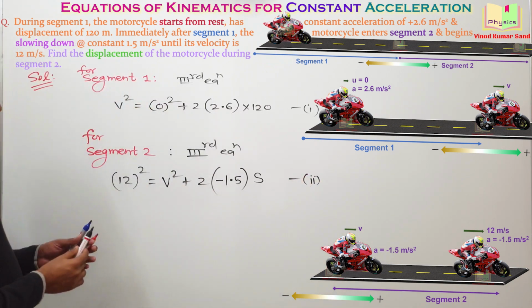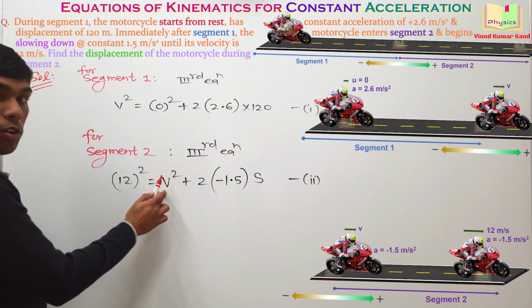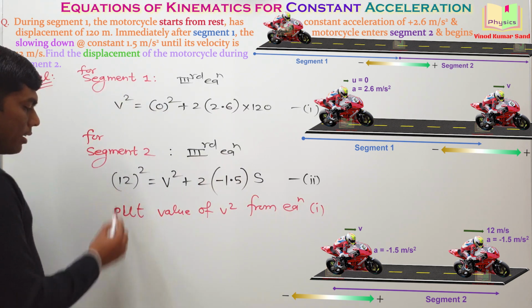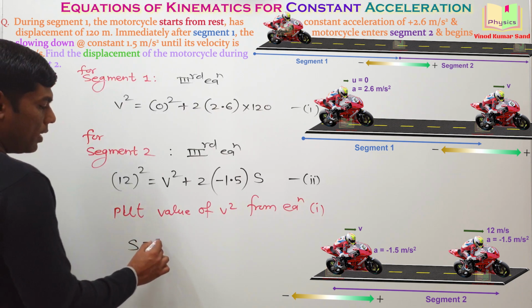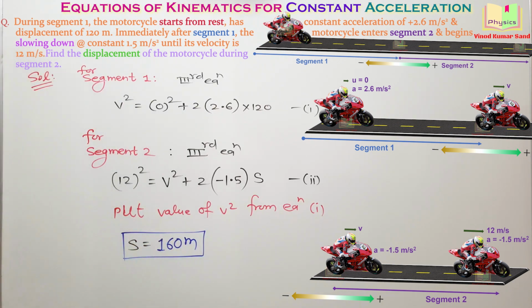Can you simplify these equations? From equation 1, you can put the value of v square. Do the computation quickly and let me know what you are getting for S. S will come out to be 160 meter. You can note it down.